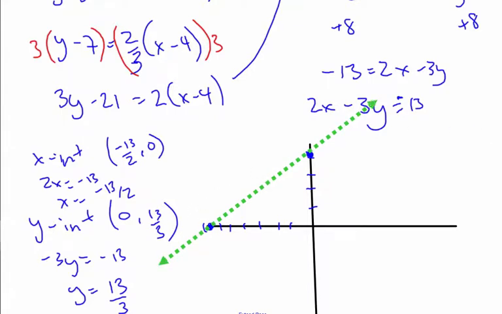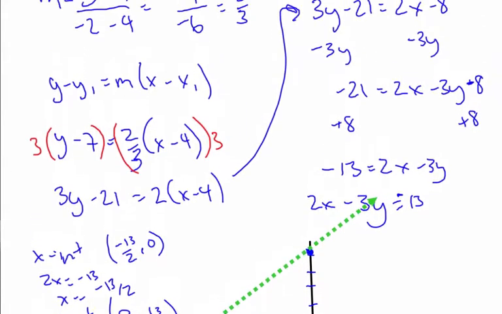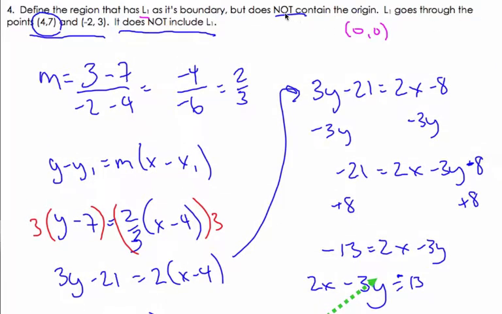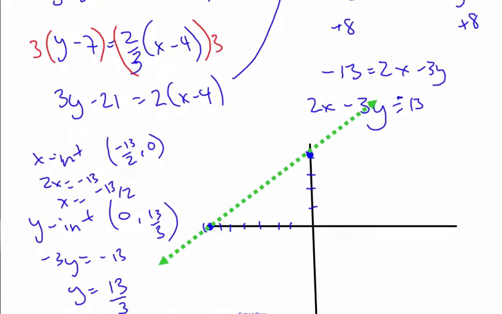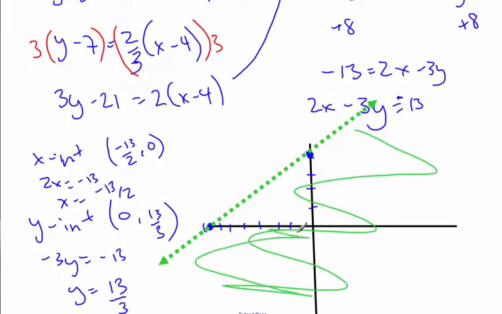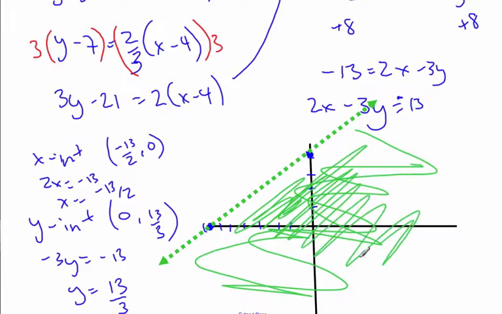And it also says that 0, 0, the origin, is not included. So that means I'm going to scratch away the origin. This part here I want. So that's not included. Which region are we defining? We are looking for this region here.